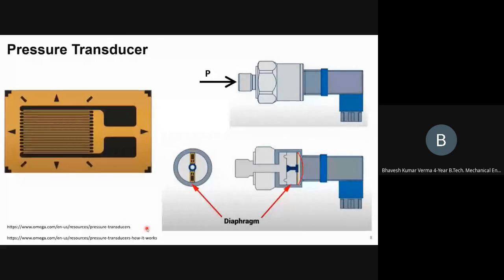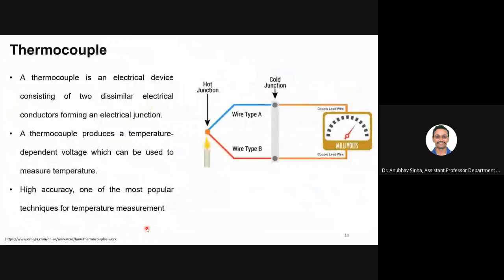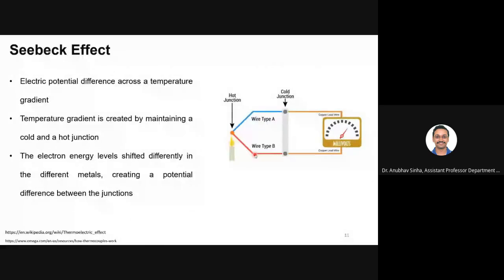Let us now talk a bit about thermocouples. We have mentioned that there are two wire types, type A and type B. These are just simple plain wires, but different metals or different alloys are used. Let us quickly go into a little more detail. What is the physical mechanism behind this? What is the effect that is going on? That is a thermoelectric effect, which is also called the Seebeck effect.